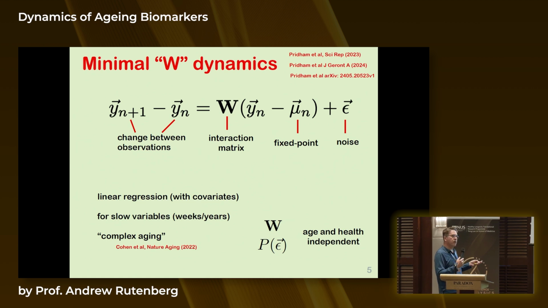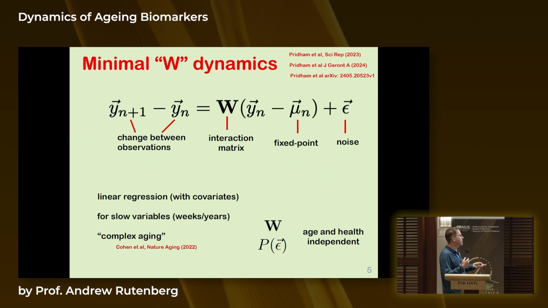Implicitly, you're looking at slow variables. So you're not, for instance, doing a circadian rhythm or something like that, oscillating. You're looking at stable things. And so this is an embodiment of the concept of complex aging, that any one thing you measure, one of these elements of the vectors, could affect anything else. And recapitulating the deep learning, we found that this interaction matrix and also the noise distribution were age and health independent within the quality of the data.